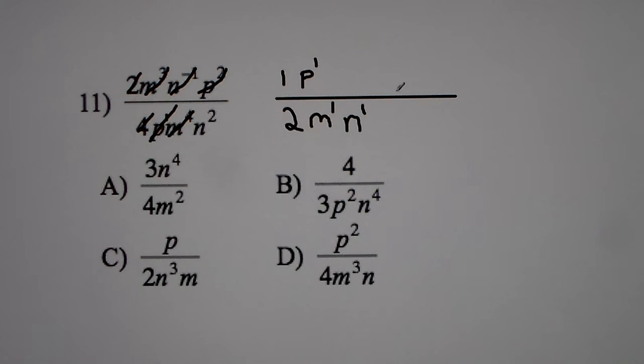And then we have an n squared here on the bottom. Now we got multiple n's, so n to the 1st times n to the 2nd. Well, that's just the same thing as n to the 3rd. So I'm going to erase this n squared. I'm going to put a little 3 on the end. So our final answer is going to be p to the 1st divided by 2m n to the 3rd. And which one does that match up with? Well, that would be this guy, C.